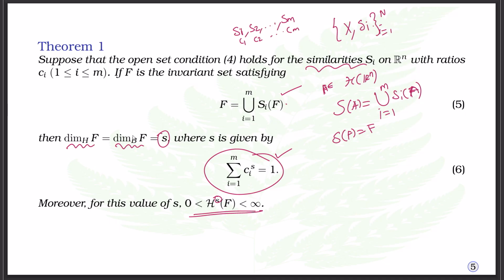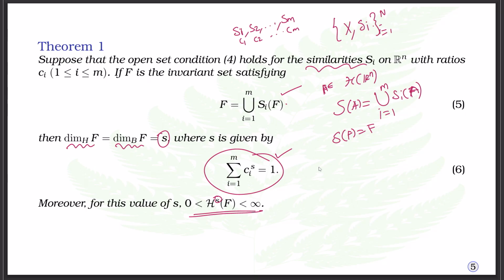Now, the question: what is the converse of this? Suppose for one attractor F, the box counting dimension and the Hausdorff dimension are the same. Whether the associated iterated function system, that means the similarity mappings, will satisfy the open set condition.